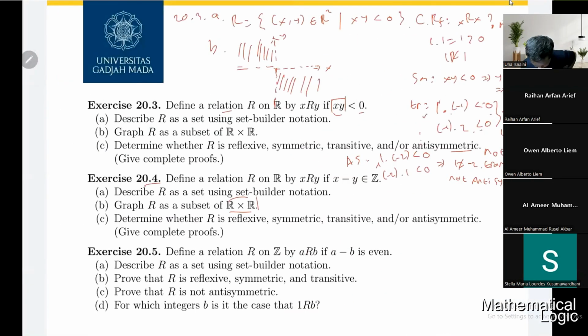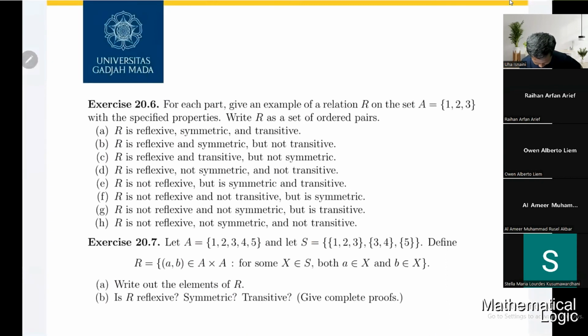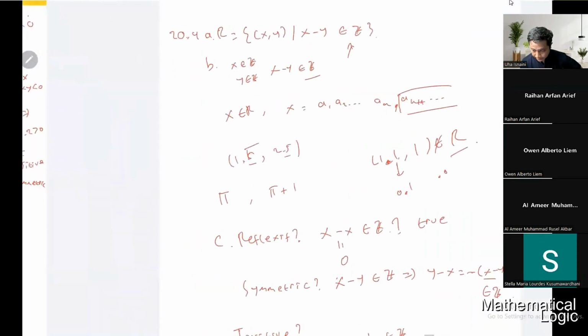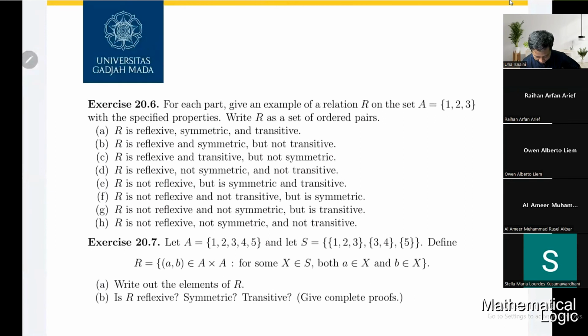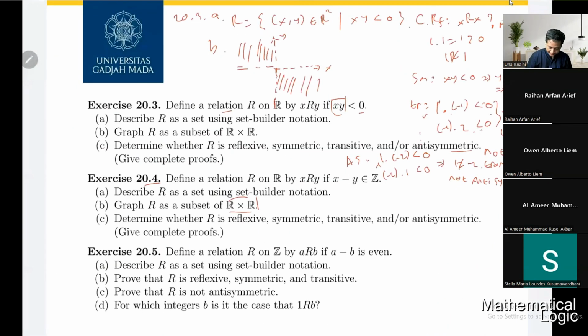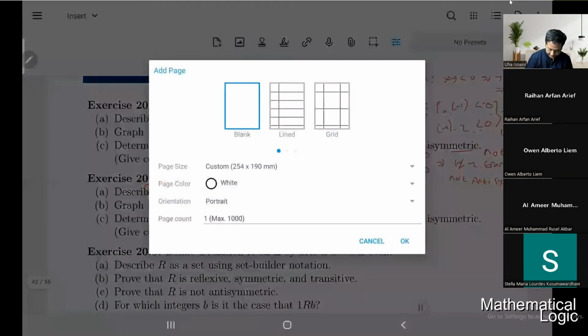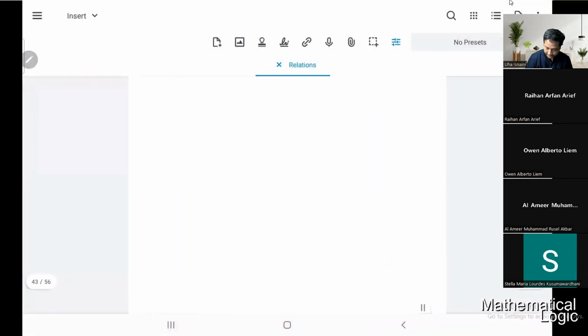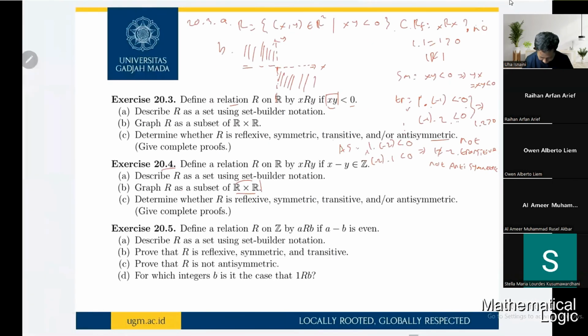And I think we can go further for the last one to discuss together. Later on, you can try to discuss with your friend for 20.6. So I think we should finish 20.5 first, or maybe you can try by yourself, that's also fine. So 20.5 A, we want to describe R as a set using set builder notation.